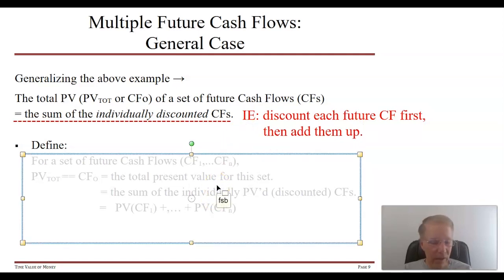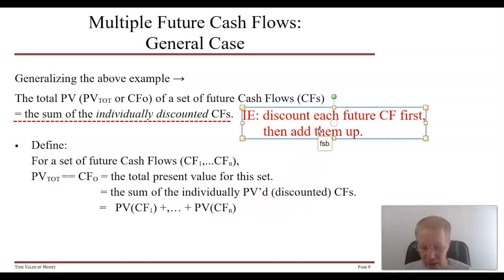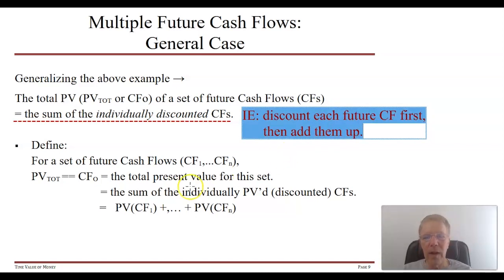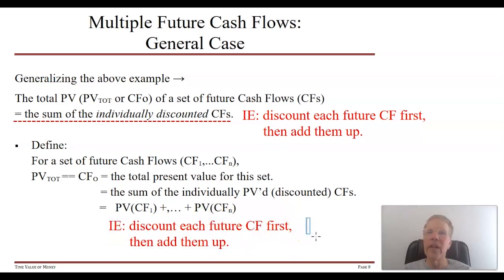Okay, so now let's do some definitions and see if we can get a formula. For a future set of cash flows for a project, CF1 to CFN, we'll say PV tot, equal to CF0, is the total present value for this set. It's the sum of the individually PV'd discounted cash flows. So this is so important. I'm going to put it again down here: discount each future cash flow first, then add them all up.